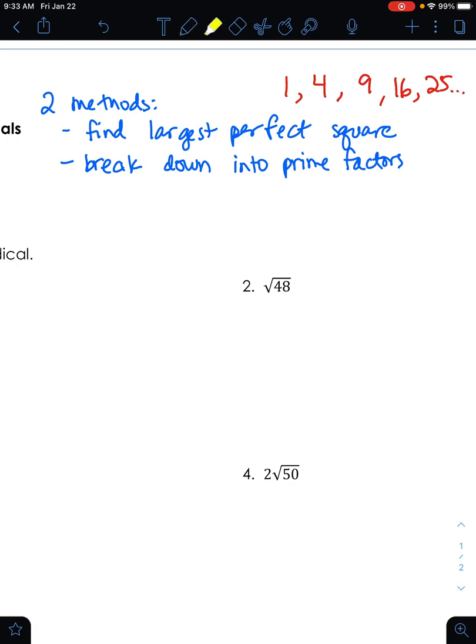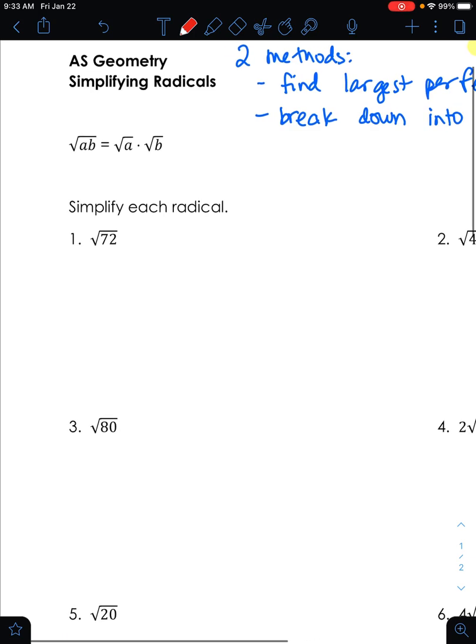If we can recognize that these numbers go into a number, then I can take the square root of these and get an integer. Another way is just to break your number down kind of like a prime factorization tree, and then we can find pairs of numbers to take the square root of. Let me briefly talk about what I have here.